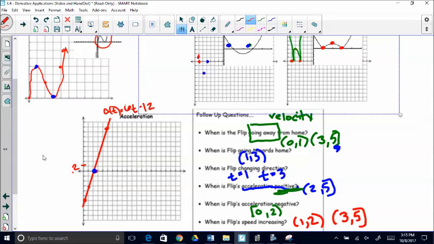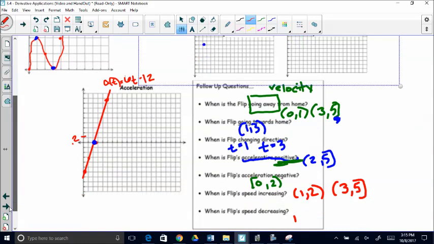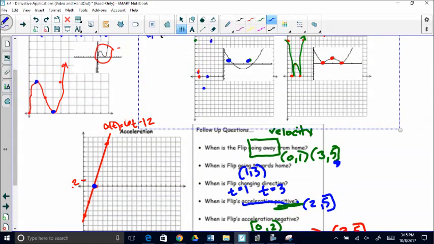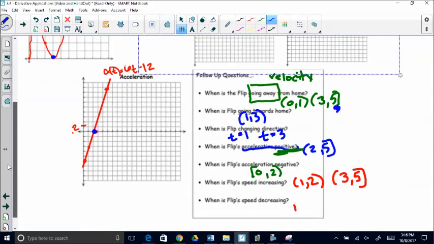And then the last question says, well, where is it decreasing? Well, clearly his speed is going down from 0 to 1, and then again from 2 to 3. So that's what we would write, 0 to 1, and 2 to 3.